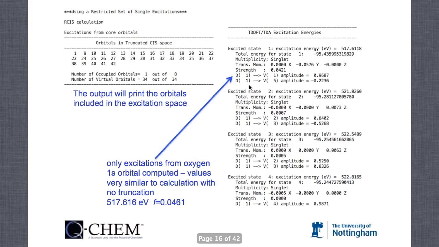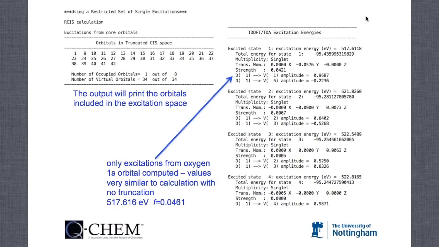If you run this calculation, you'll see this extra bit in the output, which is telling you you're doing a TDDFT calculation in a reduced excitation space. This tells you the orbitals which are in your truncated space. You can see we've got 1 here, that's the orbital we've specified. Orbital 1 is an occupied orbital, so we're including the first occupied orbital. Of our occupied orbitals, we've got 1 out of 8 which we're including, and all of these 34 orbitals are our virtual space. So this calculation should just do excitations from orbital 1, our oxygen 1s orbital, to the complete virtual space.